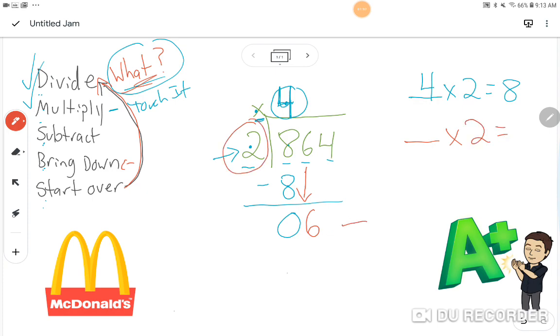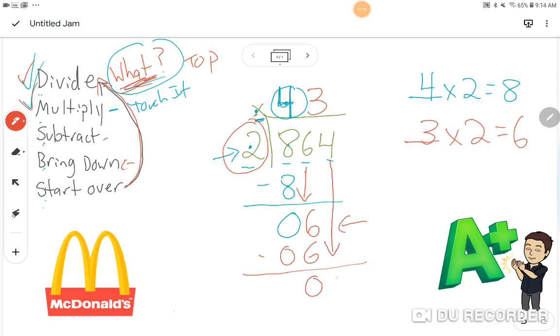What times 2 equals 6? What would you put in there? Yep, a 3. Remember, the answer to the what question is always on the top. So we say 3. Touch it, right? Because we just divided, now we're on multiply. 3 times 2 equals 6. What comes next? Subtract. 6 take away 6 is 0. Bring down, use a long arrow to pull your 4 right down next to the 0. And what do we do? Start over one more time with another what question.